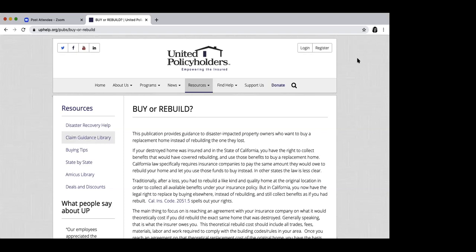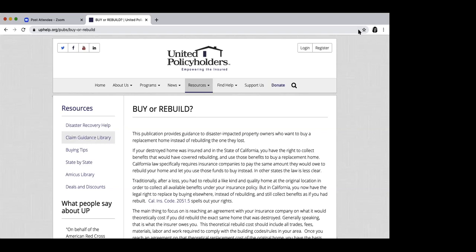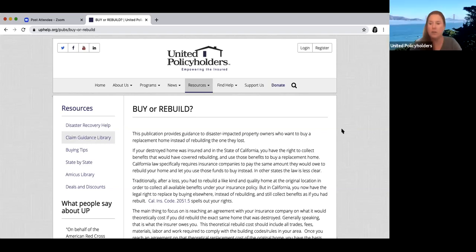Got it. But they're not going to just hand it to you at the actual cash value. It's going to have to be spent. Okay. Thank you for clarifying that. You're welcome. Anyone else?